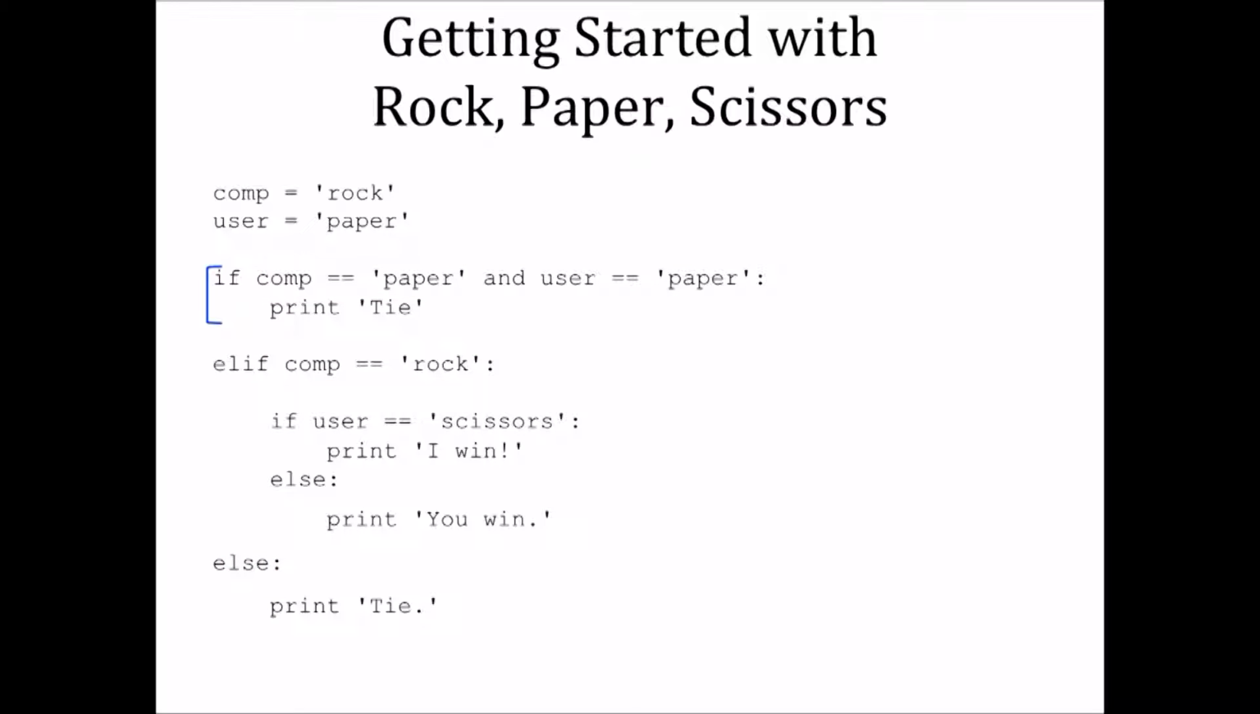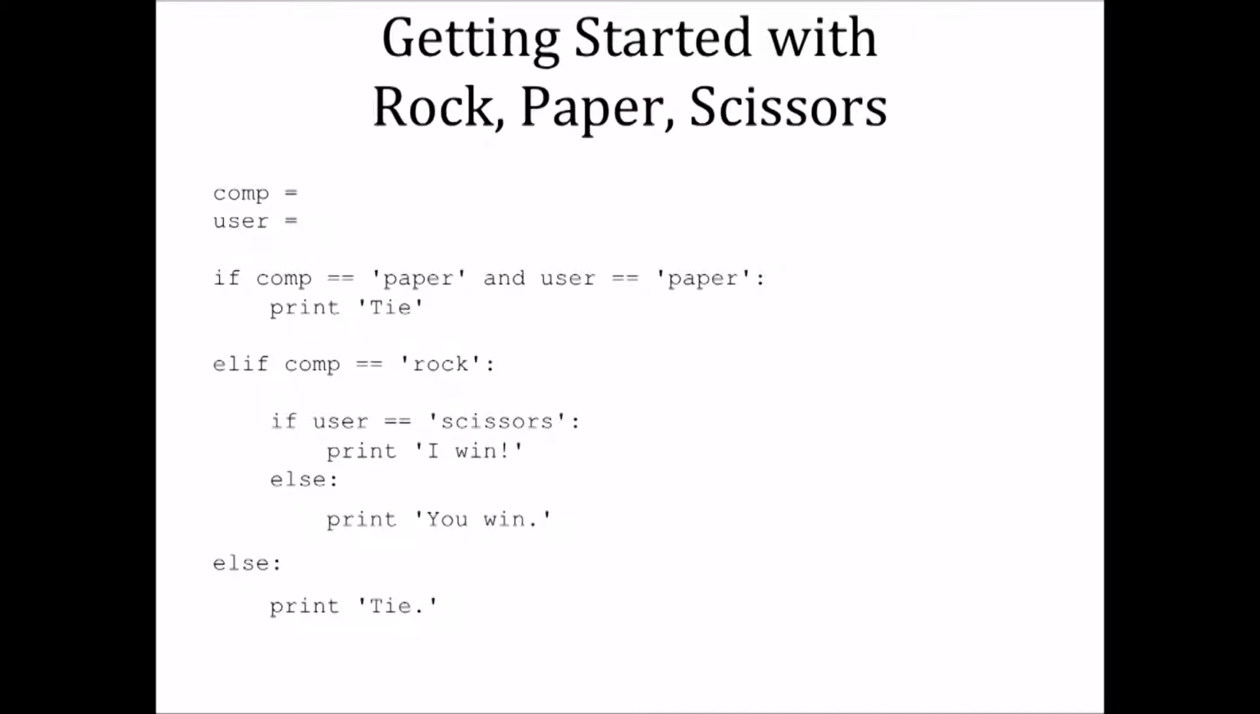Let's look at the first block. If the computer chooses paper and the user also chooses paper, the first test passes. In this case, we print tie. We mentioned that this code is incomplete. Let's play a few games of rock, paper, scissors, and we can see which parts of the program might be incorrect.